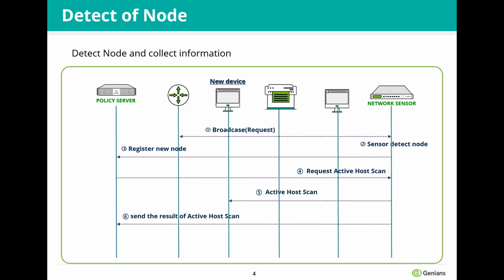Let me tell you how the network sensor detects and registers a node when a new device connects to the network. When a new device connects to the network, it sends an ARP broadcast packet to communicate with the other PCs. You can see this at number 1. The network sensor receives the packet, detects the new device, and registers the device's IP and MAC information to the policy server.